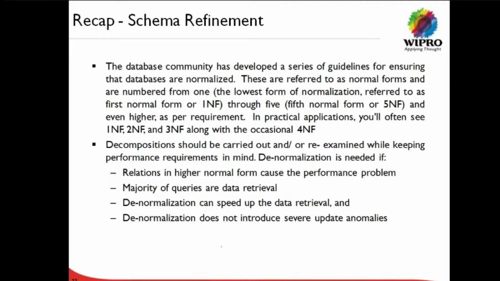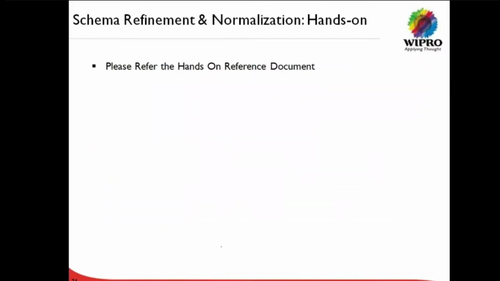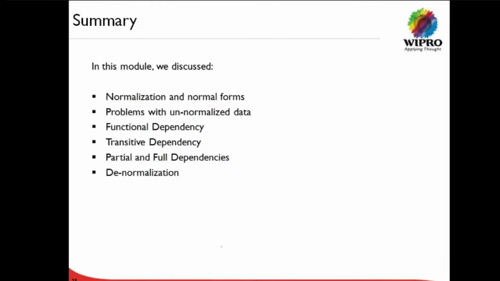So this is a recap. We have already seen schema refinement, how the schema can be designed, and what the different types of normal forms are. You can go through this. So that's it, this is the summary. We have seen normalization and normal forms, and what the issues with unnormalized data are. Functional dependency: there are two types, full functional dependency and partial functional dependency, then transitive dependency, and then the denormalization process. So this is the summary of relational database design with the help of the normalization process.